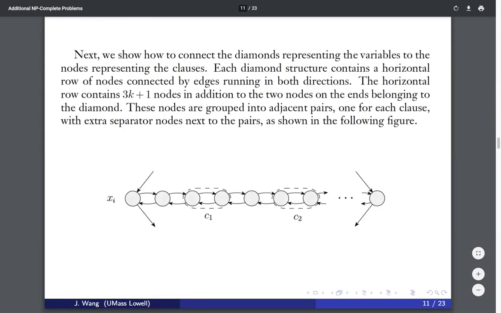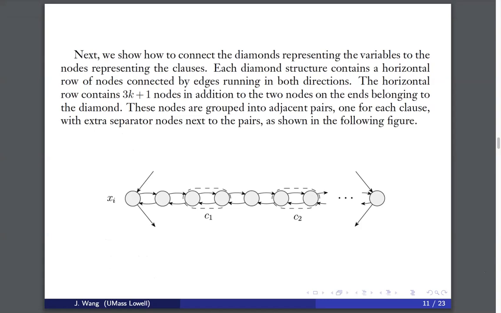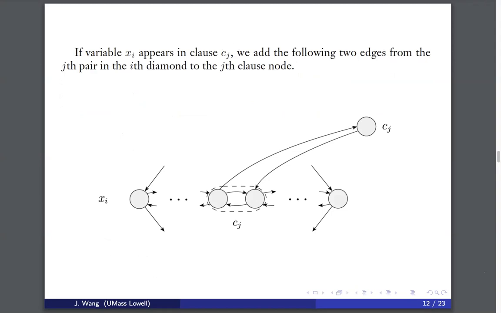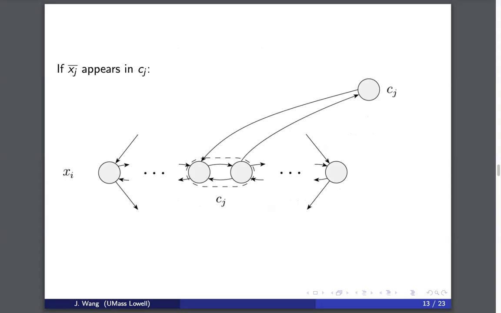So now let's look at the nodes corresponding to CJ. What we do is make a left and a right, so horizontally we have two nodes for CJ: one going out to CJ and one CJ going in. Now, we have lots of these. For each diamond, you're going to do the same. Okay, so that's basically what the construction is. Now, if an XI bar appears in CJ, you're going to reverse these edges.